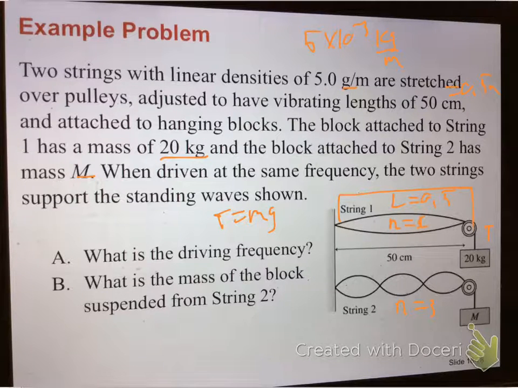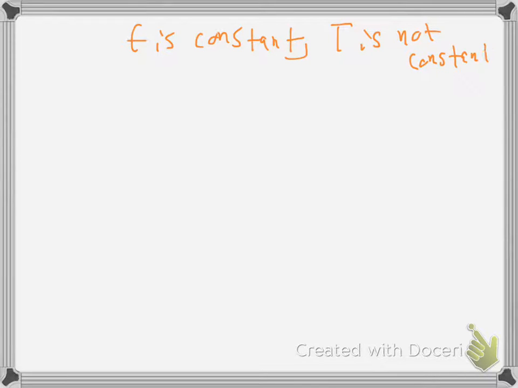Okay, so what is the driving frequency? So this tells us the frequency. This is that second possibility where the frequency is constant. The frequency is going to be constant for these, but the tension is going to change. So you might remember the derivation that I did on the board yesterday where we wrote that the mode number is going to be proportional to 1 over the square root of tension.